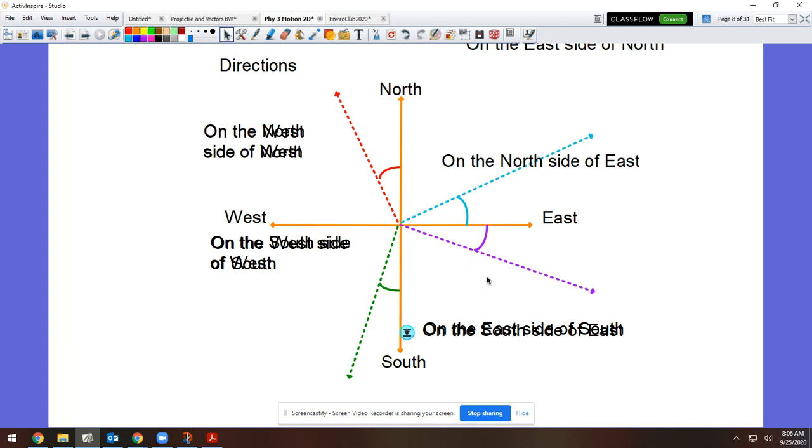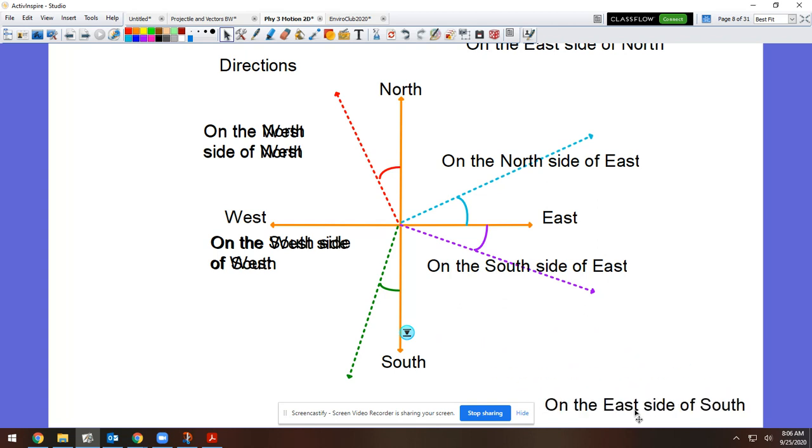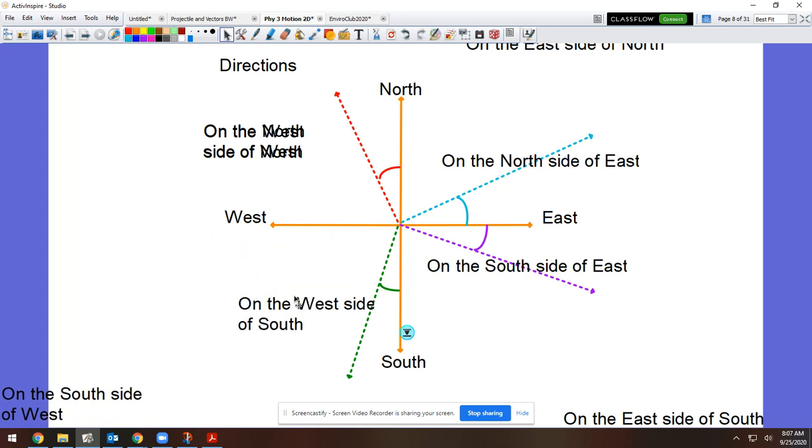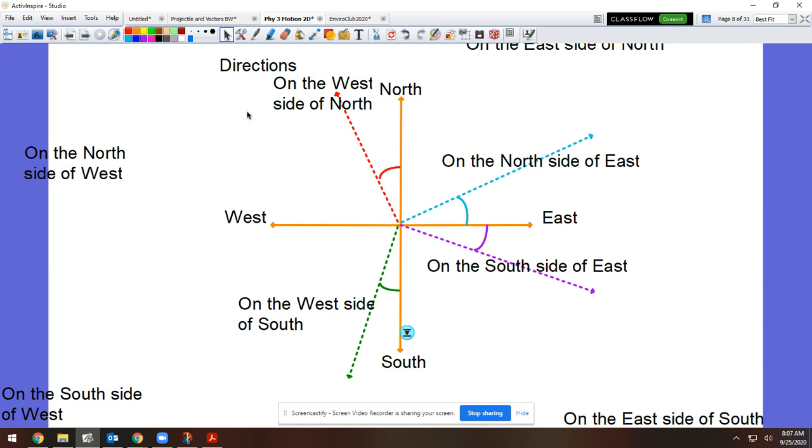Now look at the purple. How would I describe this one? I'd look at it and say, well, here's east. I'm down below it. So I would be on the south side of east on this one. And over here, the green. Well, it looks like I'm going south and I angled to the west. So that would mean I am on the west side of south. And up here in the red, here's north. I went off to the west of it. So I am on the west side of north with this one.